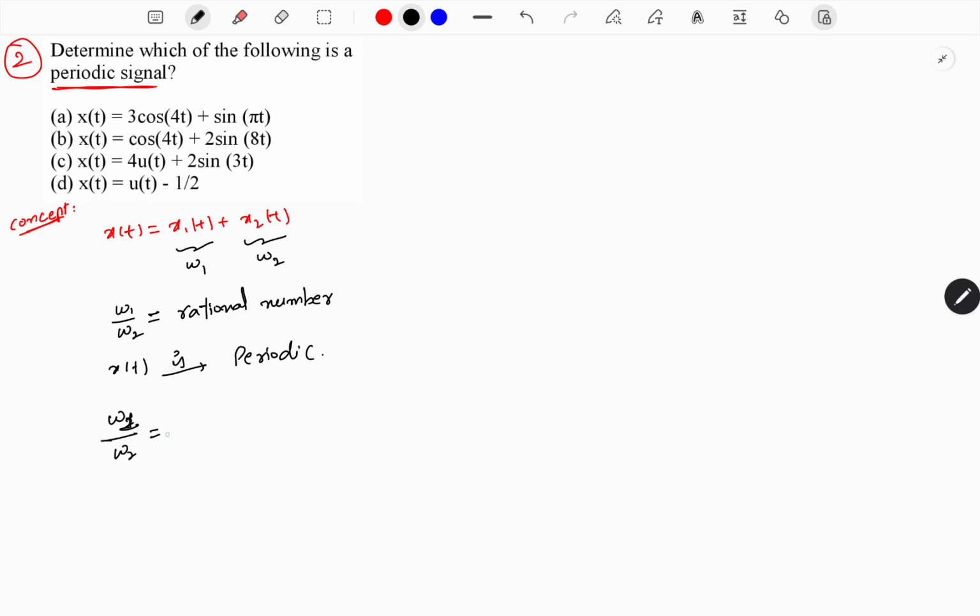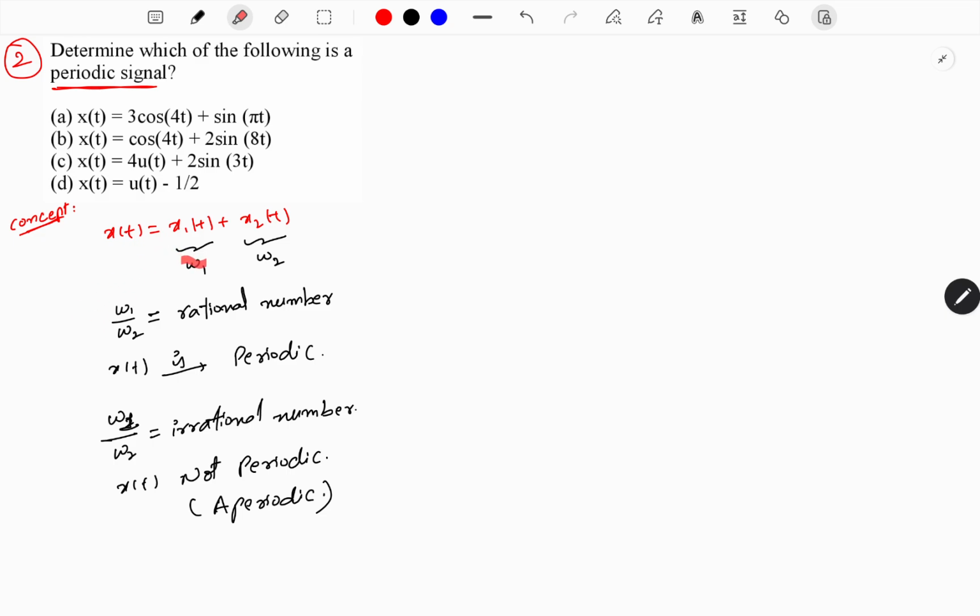If omega 1 by omega 2 is an irrational number, then the overall signal x of t is said to be not periodic. Not periodic is also called an aperiodic signal. This is the concept.